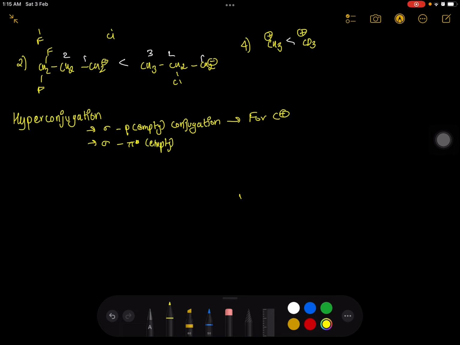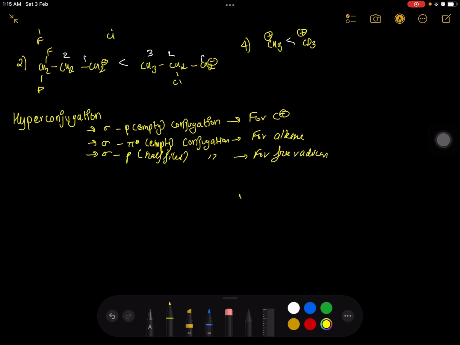Empty conjugation, this one is for alkene. Now for free radical also there is one, which is sigma p. This time it's half filled conjugation for free radical.